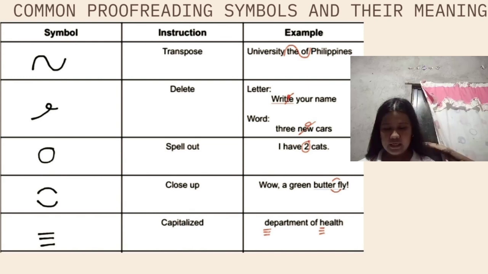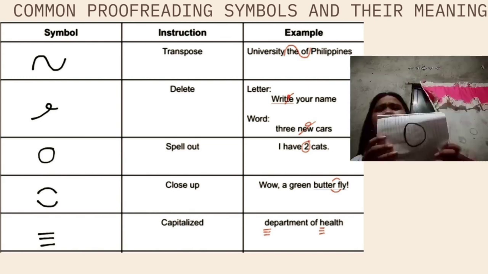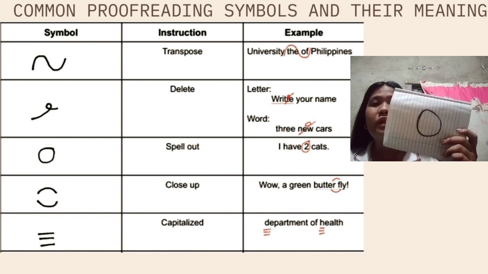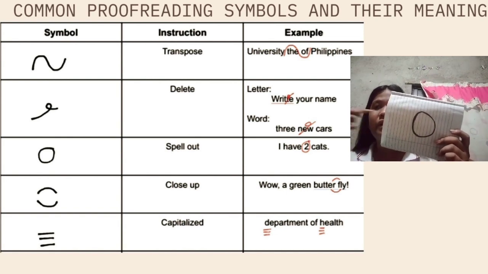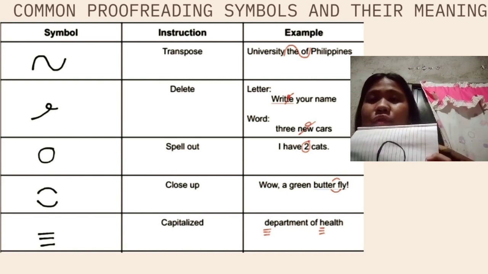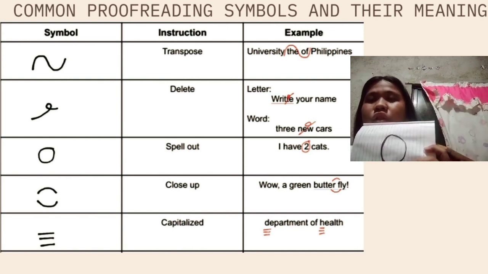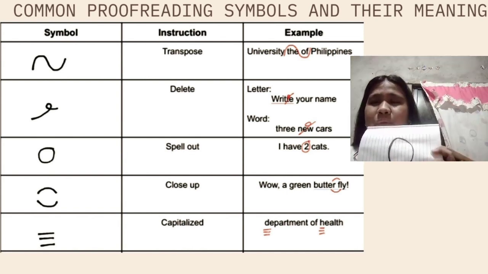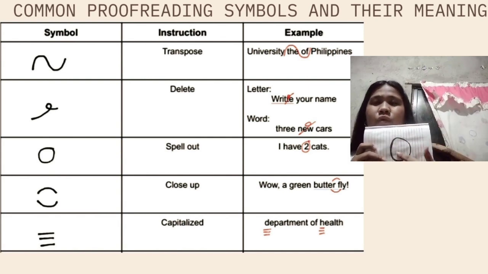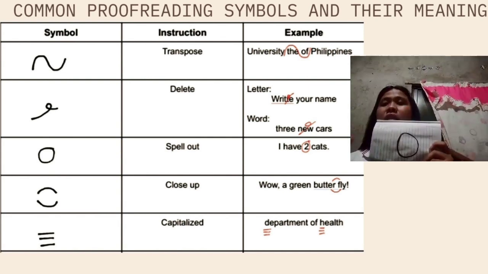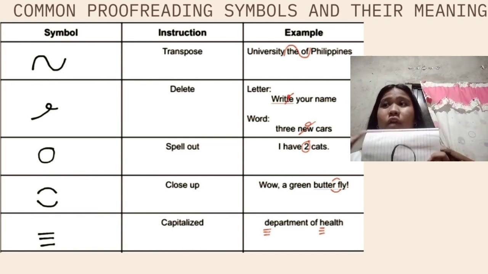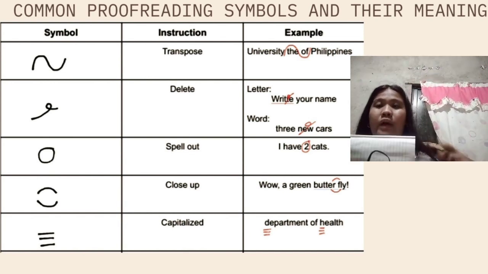Next, we have the spell out symbol. It's about encircling the words or numbers. As you can see in the example, "I have 2 cats." The word "two" is in numerical form. If you encircle the number 2, you're saying that the number 2 should be spelled out. So it should be "I have two cats."